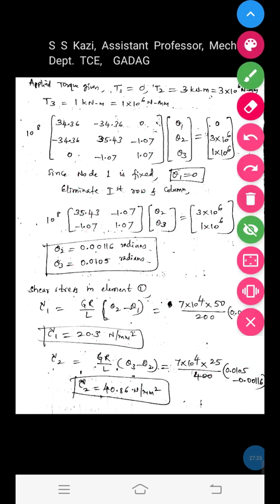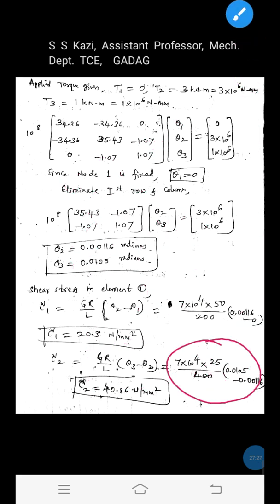Like this you substitute, and after that, if you calculate this expression, you will get shear stress in element 2 as 40.86 Newton per mm square. That means 40.86 Newton per mm square of shear stress is induced in the second element of the shaft.